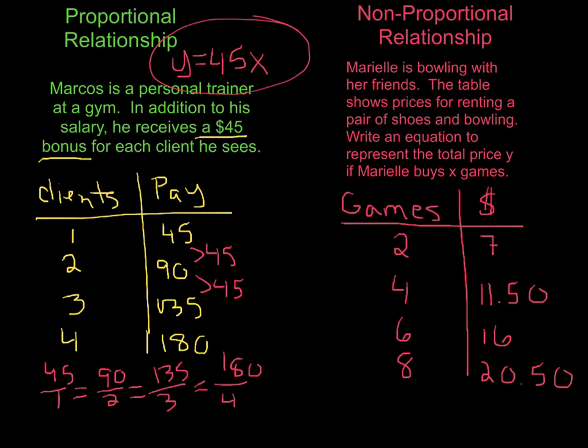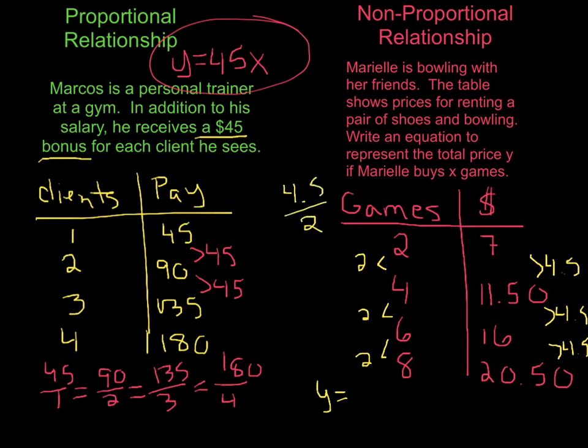So let's first find the slope by doing the change in y divided by the change in x. So x is changing by 2 each time, and here it's increasing by 4.5. So change in y divided by change in x, we're looking at 4.5 divided by 2, which is 2.25. So 2.25x, that is my slope.